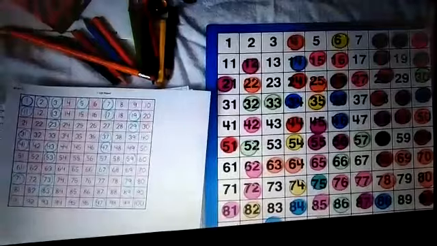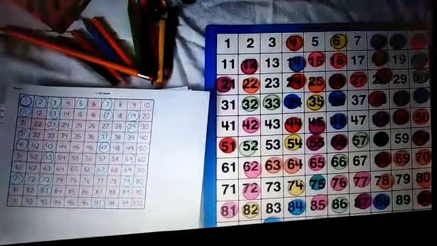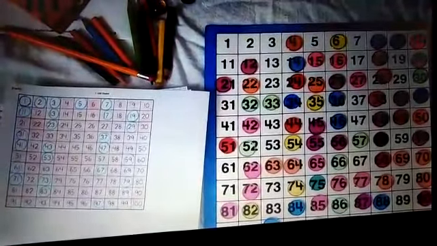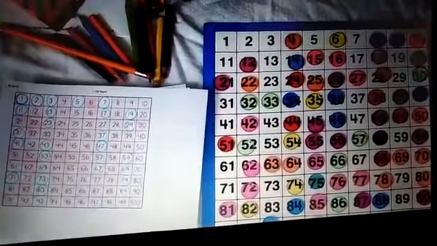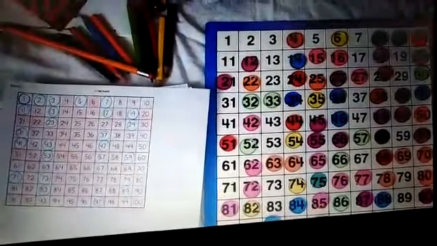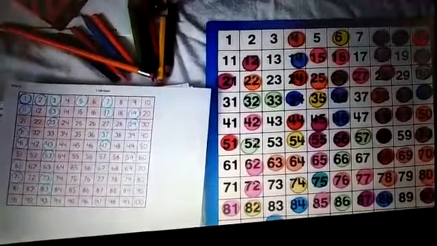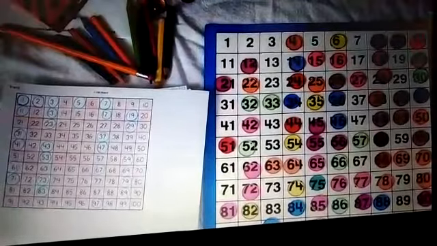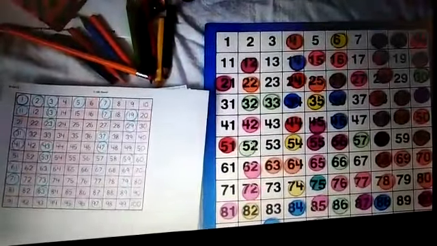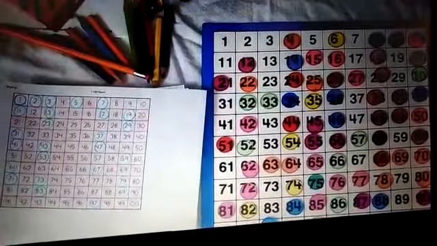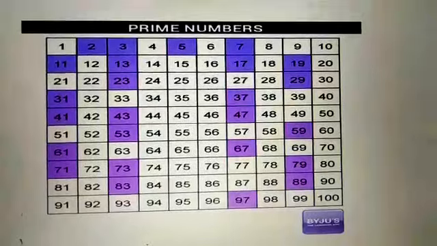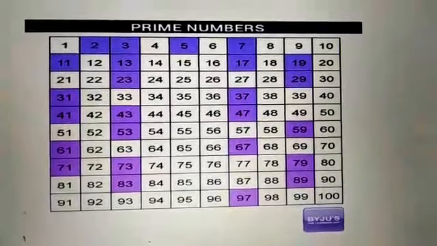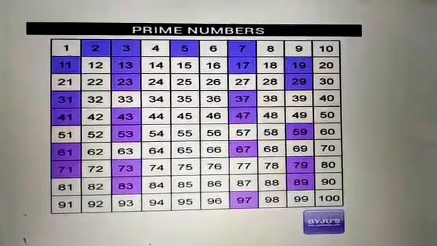Okay students, there is an interesting activity for you. Counting from 1 to 90 is given to you. You have to find out the prime numbers from all these numbers. I think you can easily find prime numbers and composite numbers. So you just have to find prime numbers. Okay, at the end, here are all the prime numbers between 1 and 100. So you can easily check your answer from this.